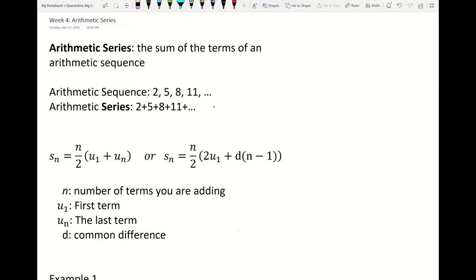This week, we will be covering Arithmetic Series. In order to talk about this topic, first we need to make sure that we know the difference between sequence and series. This 2, 5, 8, 11, this is an arithmetic sequence. Notice that it is a list of numbers and each number is separated by comma.